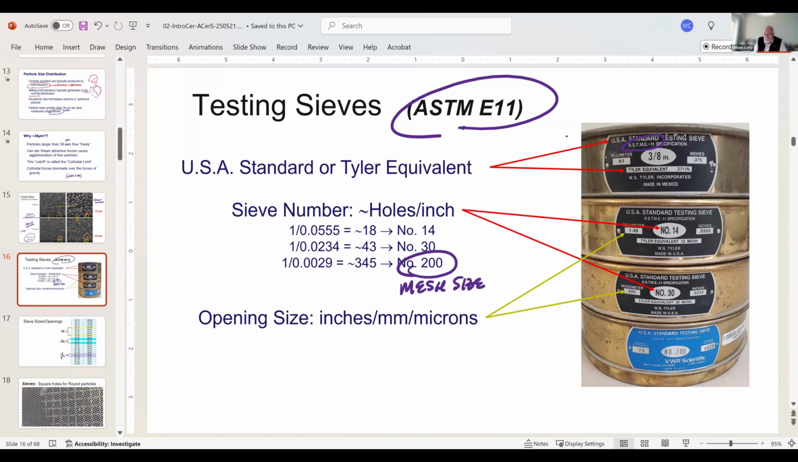It's an approximation. What does that mean? Well, this number is useful for identifying the sieve, but is useless for identifying the particle. Okay, so the number of holes per inch is about 200, and so you can do this sieve number calculation, and there's some information here that's provided for you.